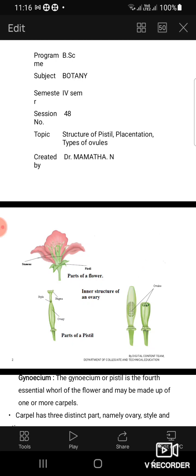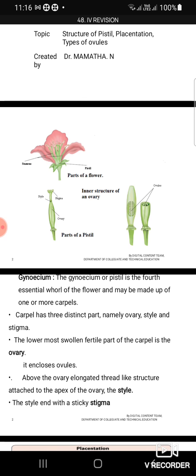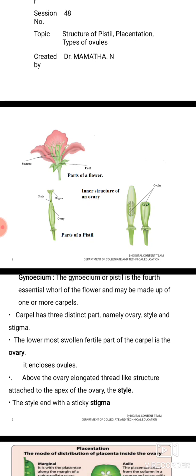Structure of pistil, placentation and types of ovules. Pistil is the innermost part of a flower. It is also known as gynoecium and it is an essential part and it is a female reproductive part.